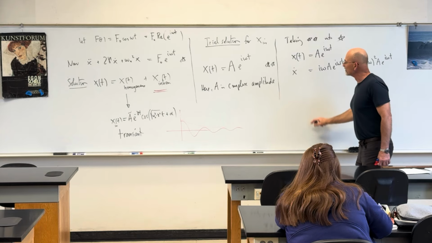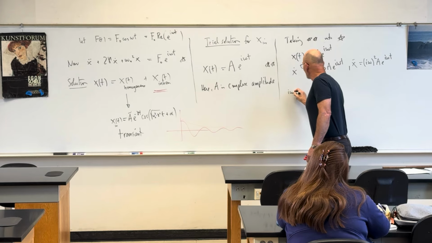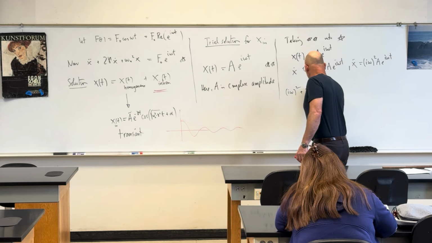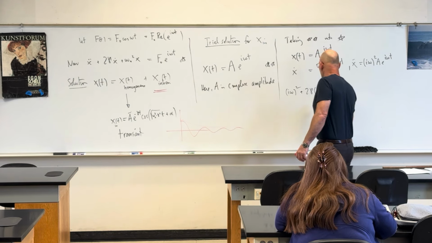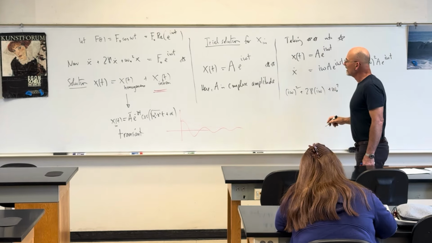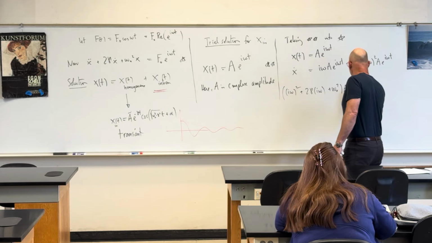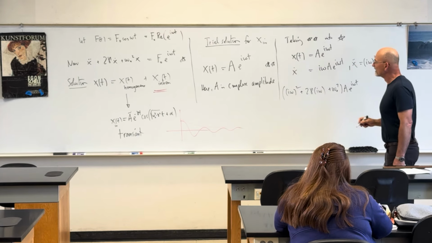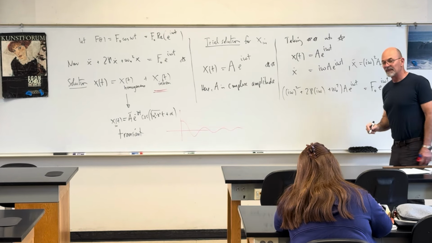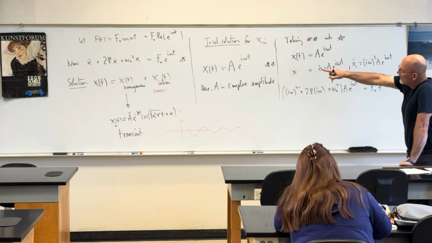So that's why this is so effective. We're just going to do this differential equation now. We're going to have i omega squared from the two derivatives, plus 2 gamma i omega from the first derivative, plus omega naught squared. And those are all times x here. So A e to the i omega t equals F naught e to the i omega t. So that's taking this trial solution into a differential equation.